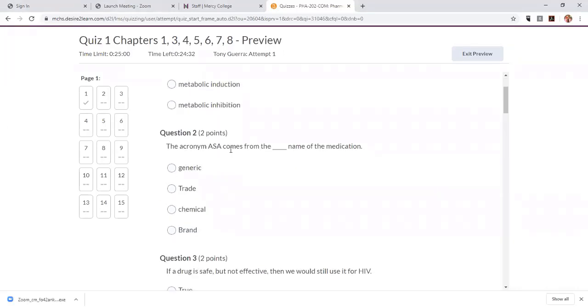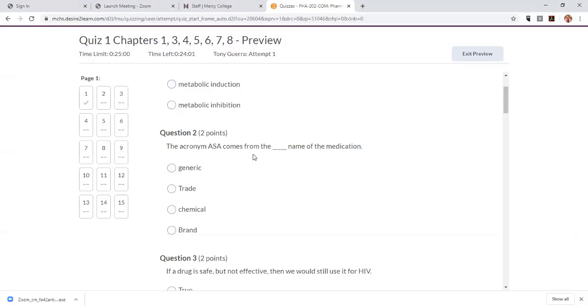The acronym ASA, or acetylsalicylic acid, is a chemical name. So it's the chemical name of the medication. What I would have done here to prepare for this question is to go, okay, what's the brand name? I'll write it down. That's Ecotrin. And what's the generic name? That's aspirin. And then what's the chemical name? Acetylsalicylic acid.